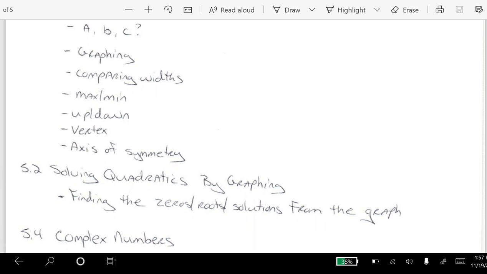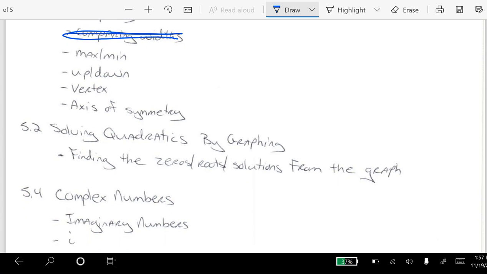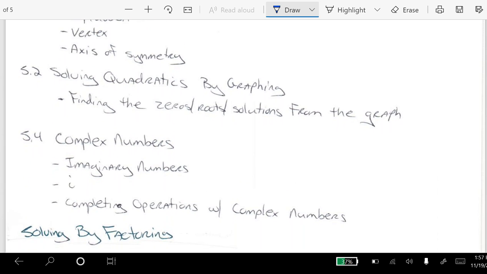Comparing the width, probably really not going to have anything on that, so we can cross that out. Knowing whether it's a max or min, knowing whether it opens up or down, being able to find the vertex and the axis of symmetry, definitely. Solving the quadratics by graphing. So you need to be able to find the zeros, roots, or solutions. Again, these terms are all meaning the same thing.